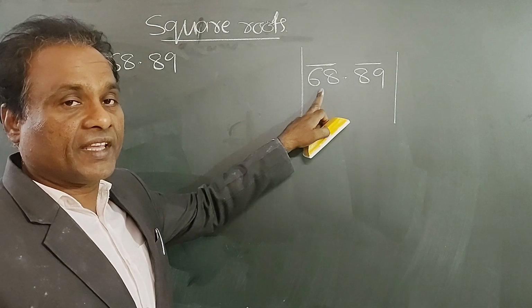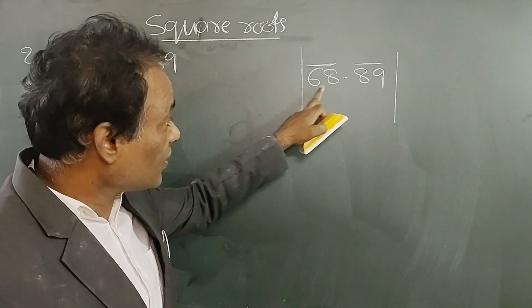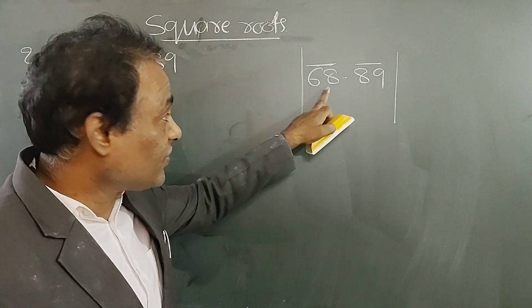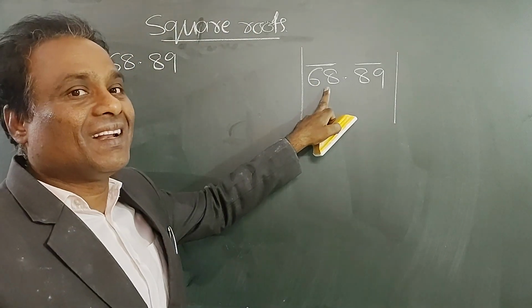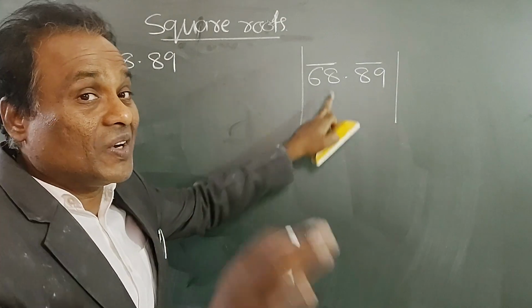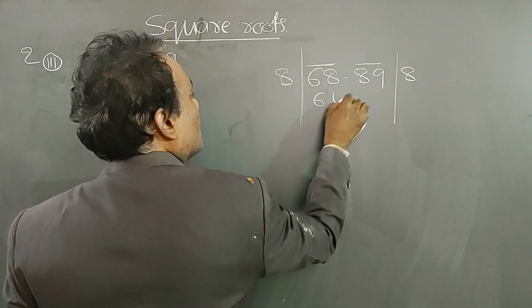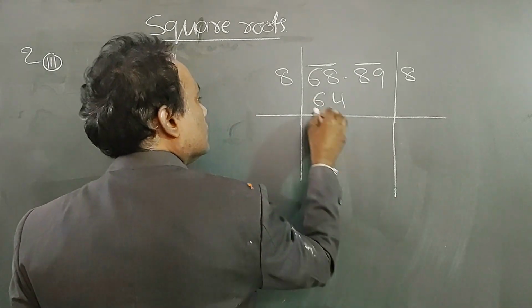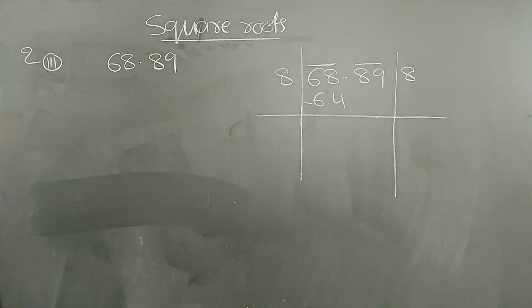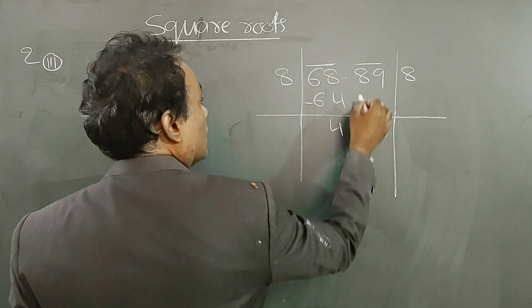5 5s are 25. 6 6s are 36. 7 7s are 49. 8 8s are 64. 9 9s are 81, which is greater. So don't take 9, take 8. 8 8s are 64. 68 minus 64 is 4.